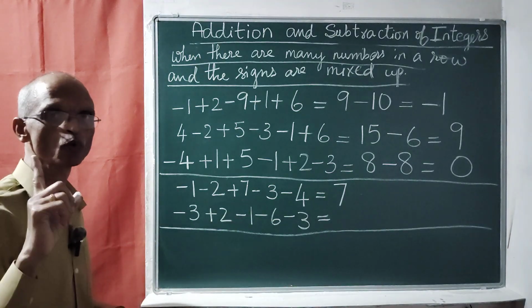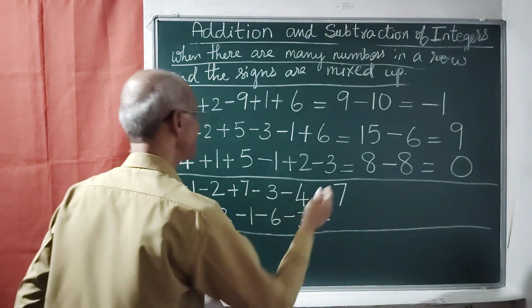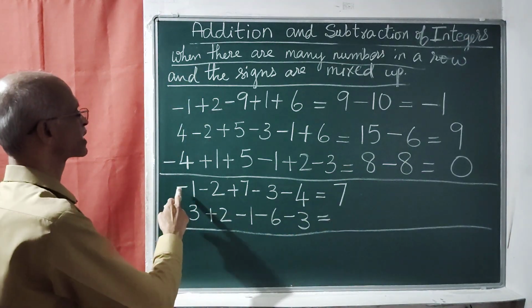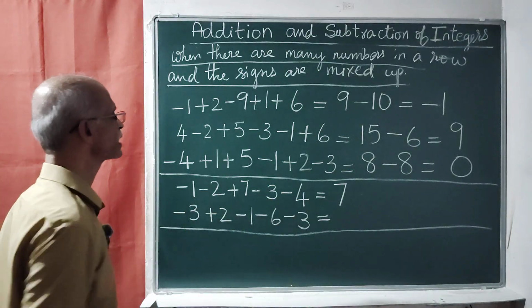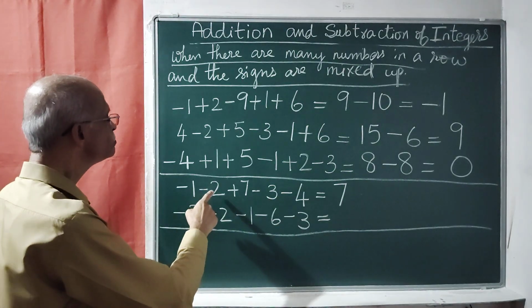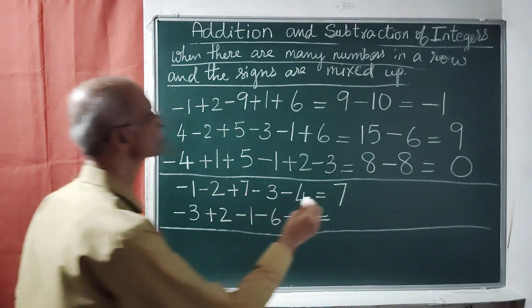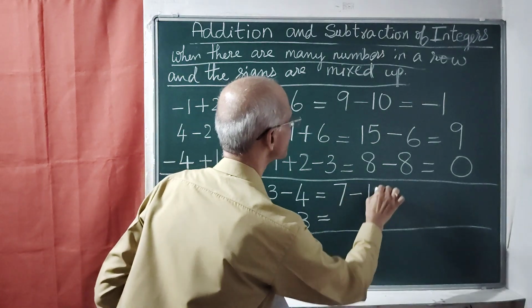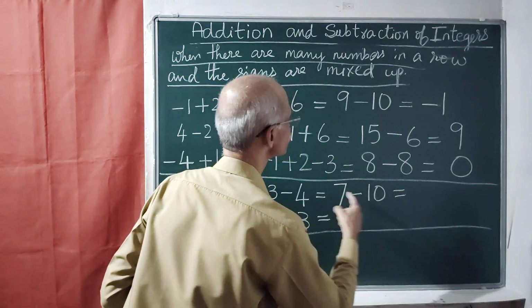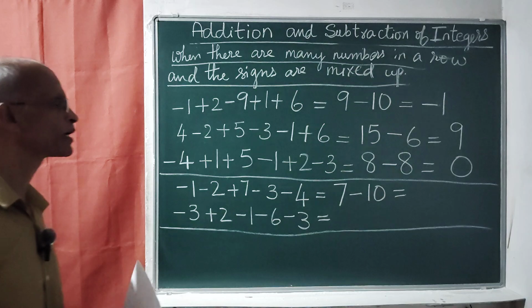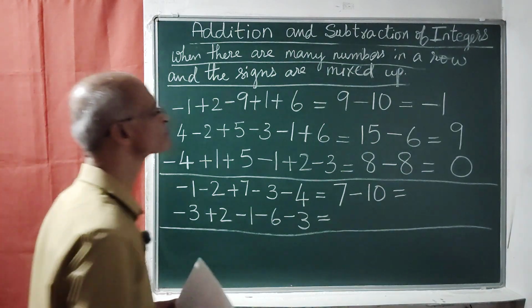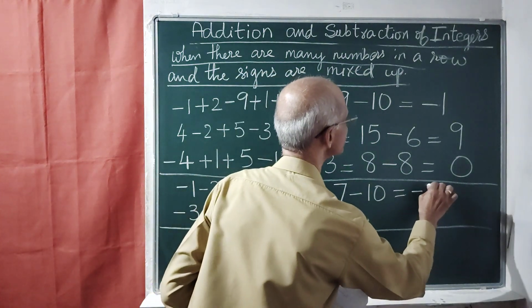Here there is only one plus number. So then next, pick up the minus numbers, add and put minus. I'll get minus 10. Again, what should I do? Subtract and put bigger number sign. I'll get minus 3.